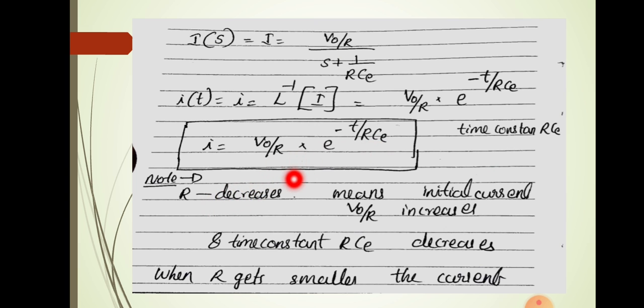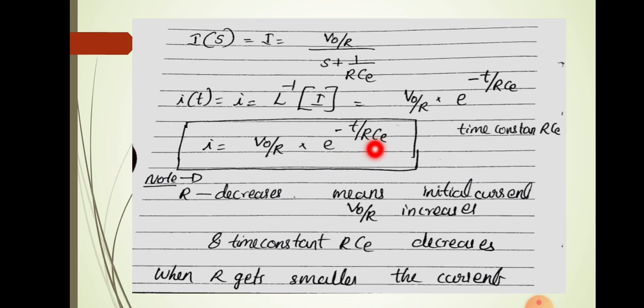So you can analyze this equation. Here you can see that R is in the denominator. What will happen to the current when the resistance decreases? When the resistance value decreases, current will increase, right? By the relation, I is inversely proportional to resistance. That means when the resistance decreases, the initial current V0 by R increases. Why are we calling it the initial current? Because V0 is the initial voltage, so V0 by R is the initial component of current. When R decreases, the initial current increases.